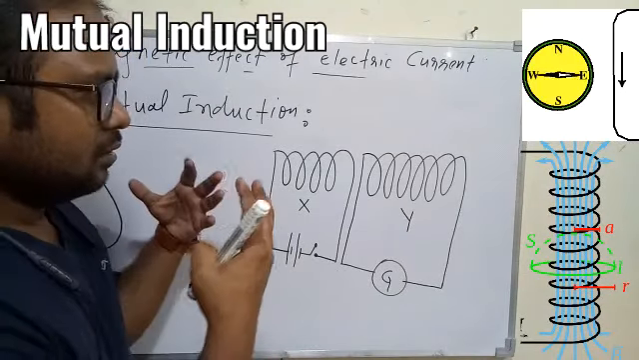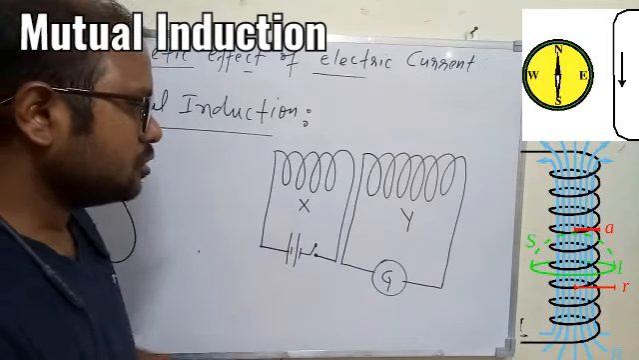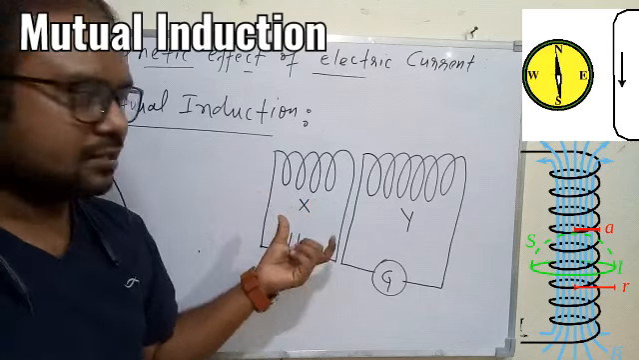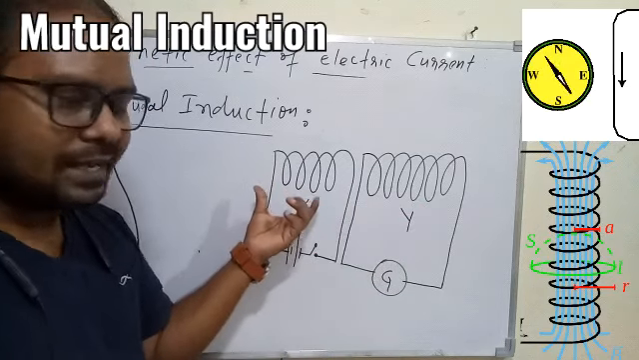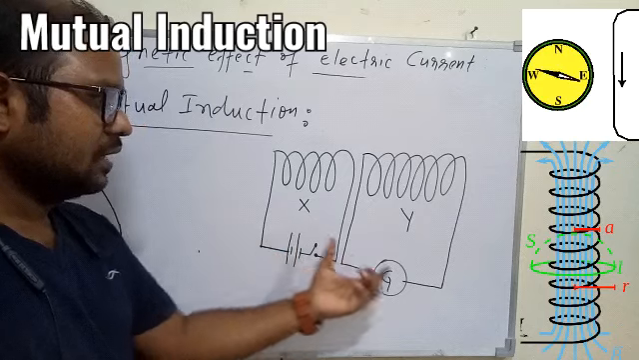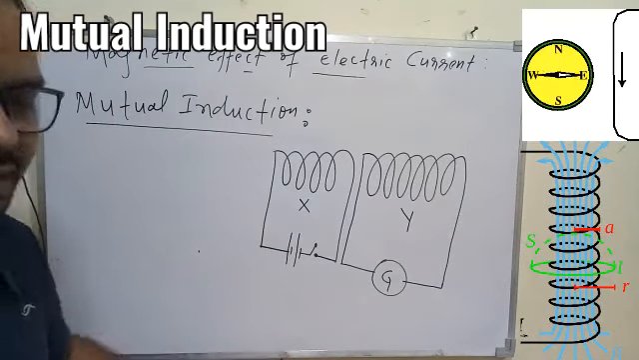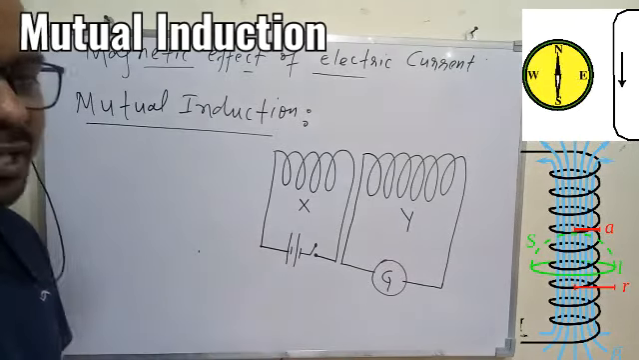We can show you the diagram, two different coils are placed next to each other, but it is also possible like this: coil Y can be inserted within the coil X. So you can imagine that way also, this coil Y is within the coil X, such that Y is connected with the galvanometer and X is connected with the battery and a switch. So practically I will demonstrate how it looks, but now you just remember the two coils are placed together.